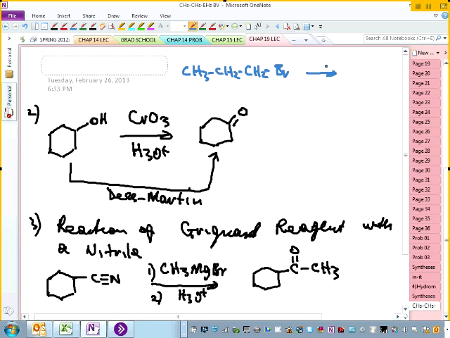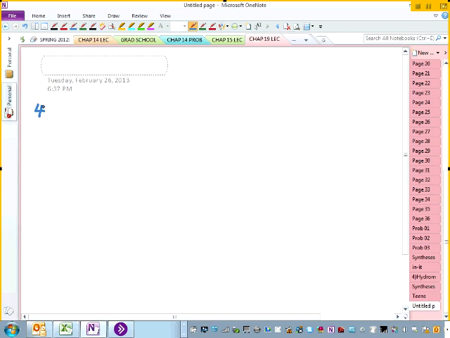You can add an alkyl bromide, the potassium cyanide, for example. The cyanide is a good nucleophile, it will undergo an SN2 reaction to form the nitrile. So you could form your nitrile by doing an SN2 reaction with an alkyl bromide or alkyl iodide. Okay, so that is our reaction method number 3 for ketones, right? Okay, number 4.